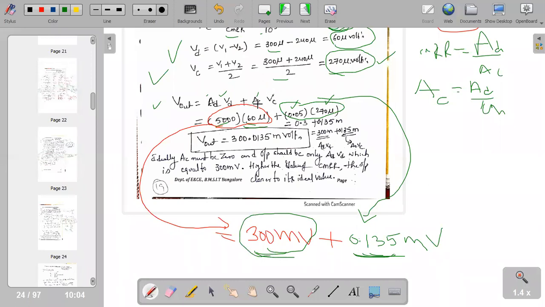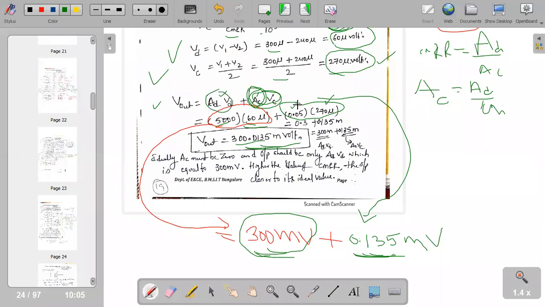That's why usually when you solve the problems, you neglect your AC VC term. So the combined output V out is 300.0135 millivolt. Generally AC value is very very less, so the output contributed by this term is very less, and that can be ignored when you compare to your AD into VD.